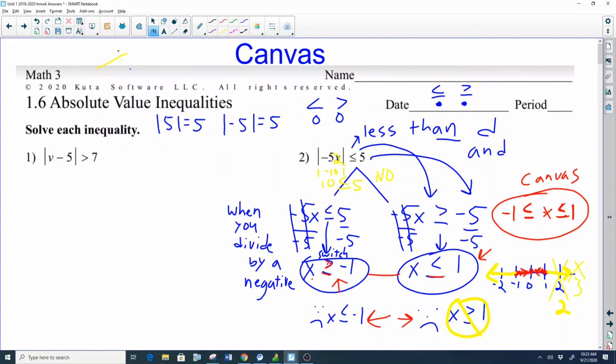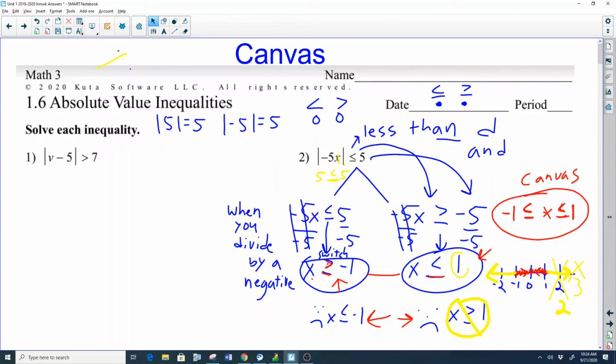If we plug -1, 0, or 1 in there, it should work, right? So if we plug 0 in there, for example, that would be 0 times -5, which is 0, and 0 is less than 5. Good. If we plug a 1 in there, it would make it -5, and the absolute value of -5 is +5, and 5 is less than or equal to 5. So the 1 does work.